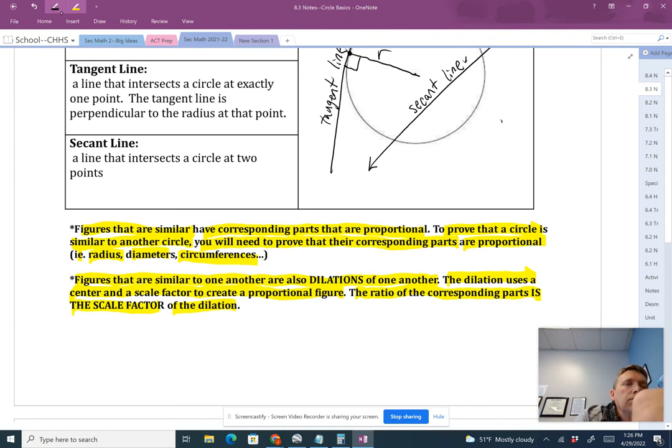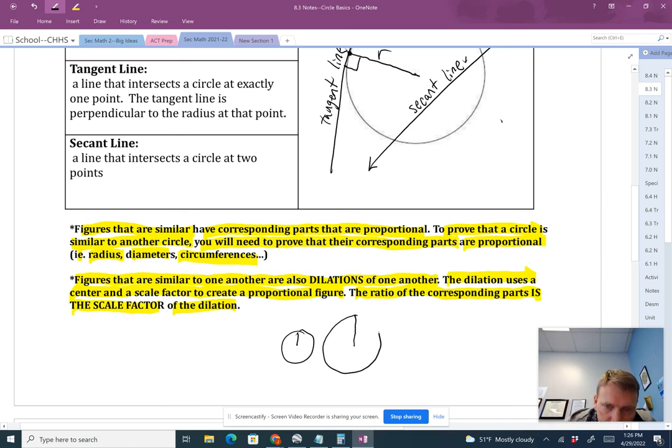Okay. So just very briefly about that, like if I had a circle and its radius was 1, and I had another circle with radius 2, then the scale factor would be 2 to project that smaller circle onto the bigger circle.